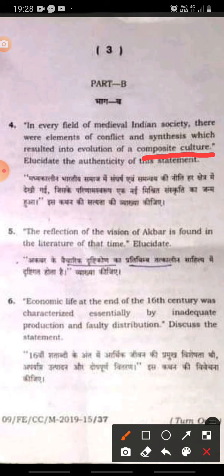Fifth question: the reflection of the vision of Akbar is found in the literature of that time. Elucidate. So this is also a statement. You have to write about the medieval literature. What are the focus points of that literature which reflect the vision of Akbar, Akbar's policy, medieval Indian history policy. So you have to write about those things.